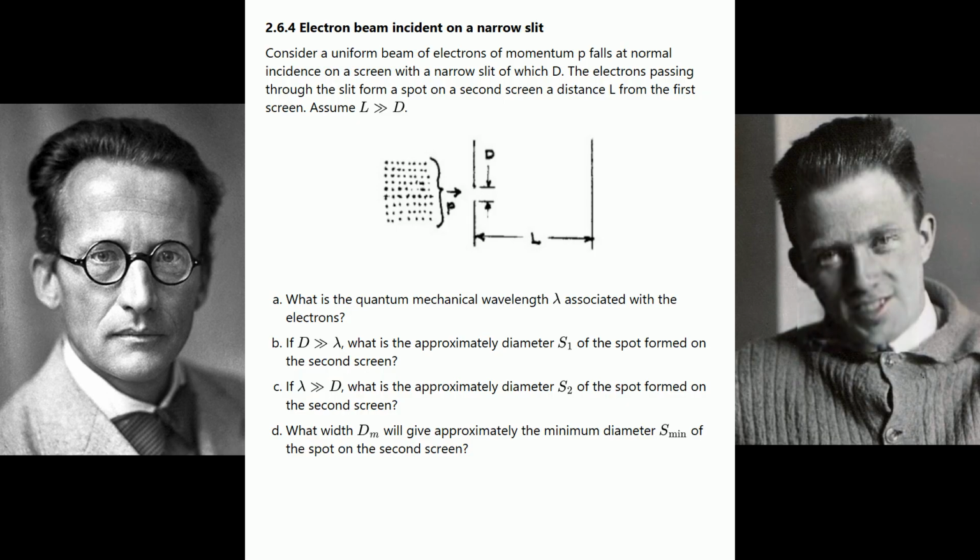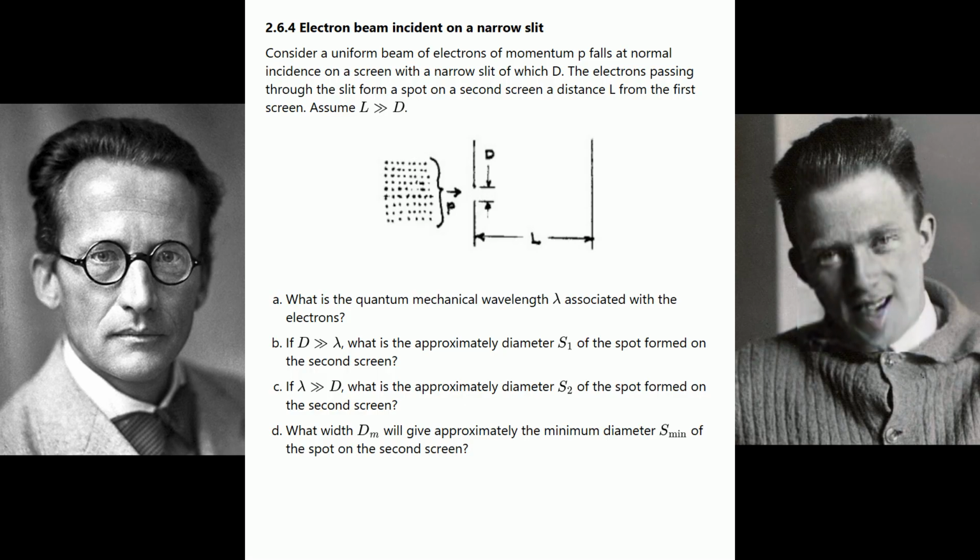2.6.4 Electron beam incident on a narrow slit. Consider a uniform beam of electrons of momentum p falling at normal incidence on a screen with a narrow slit of width d. The electrons passing through the slit form a spot on a second screen a distance L from the first screen. Assume L is much greater than d.